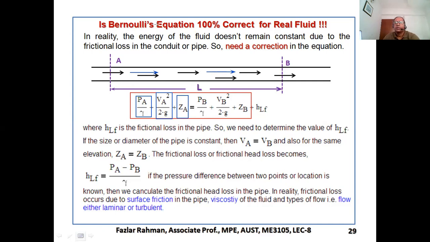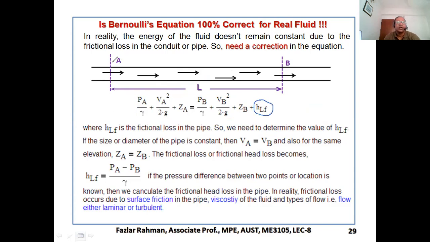Also, it depends on what type of fluid is flowing. We know we have the viscosity of the fluid. If this value is high, there will be higher frictional loss, and it also depends on the surface roughness of the pipe, the diameter of the pipe, and what type of flow is inside. Okay, so we need to make some correction in the Bernoulli equation. So what is the correction? We are adding some frictional loss on the right side.